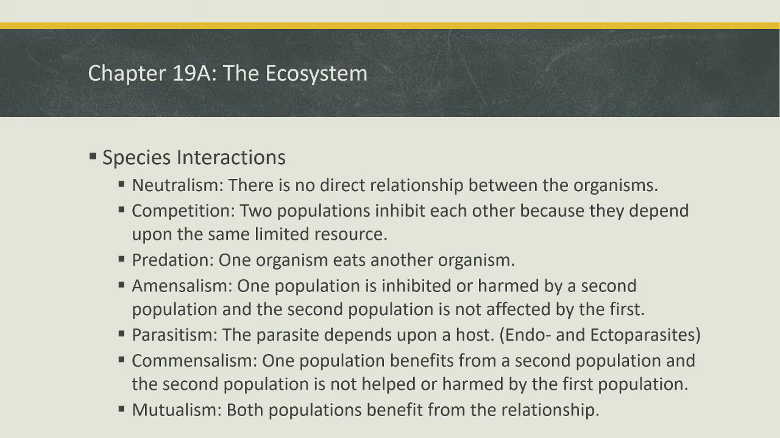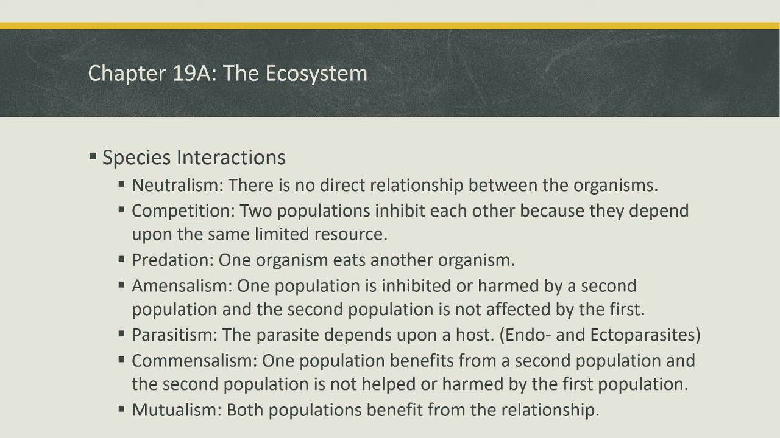And then finally, some of the ways that different species interact with each other. There is neutralism, where there is no direct relationship between the organisms. They exist in the same ecosystem, but they don't affect each other one way or the other. They're just neutral toward each other. But then sometimes there's competition, where two populations inhibit each other because they depend upon the same limited resource.